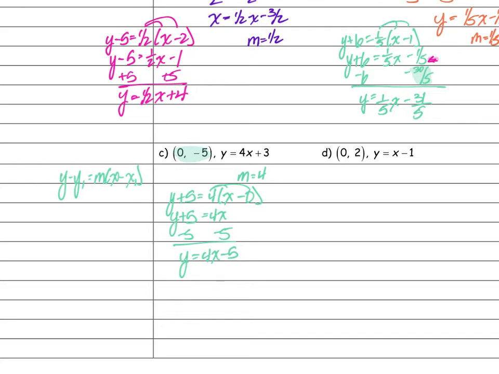Okay. And then this one's already in slope-intercept form. So m equals 1. So I got my slope and I have my point. So I've got y minus 2 equals 1 times x minus 0. So I get y minus 2 equals x, add 2, y equals x plus 2.